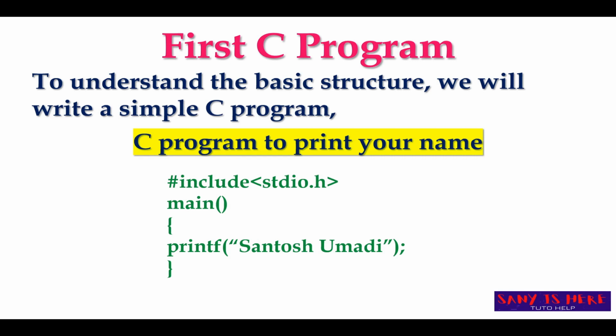Why we have written the name in double quotes? Because it is a string. You have learnt what is string. String is a set of characters within double quotes, and after this there is a semicolon, means every C program statement ends with semicolon.